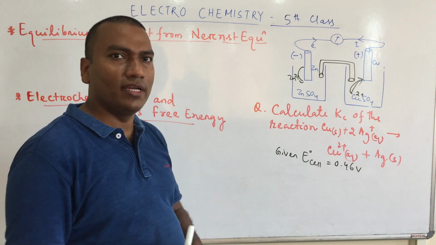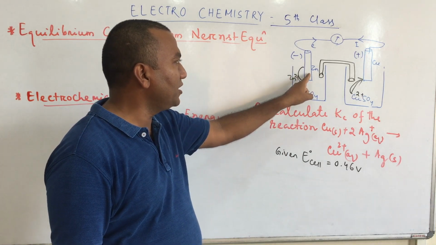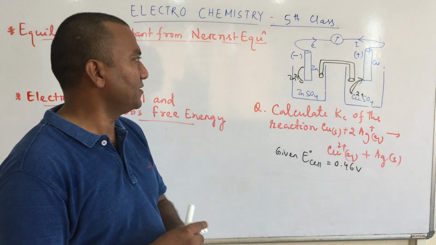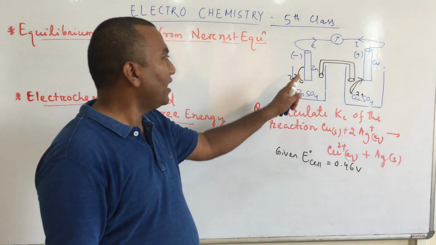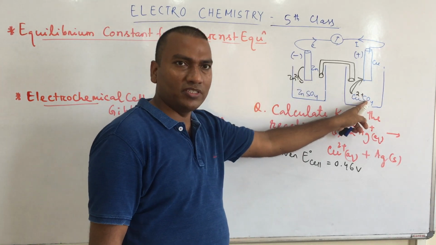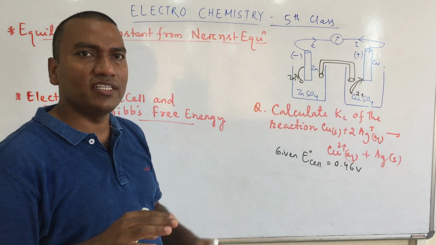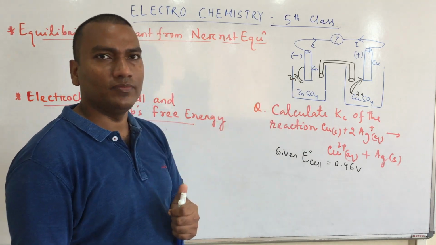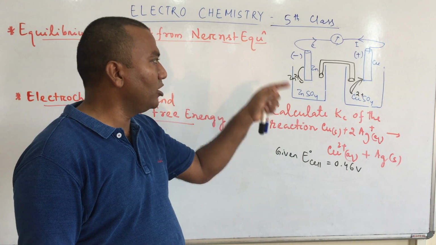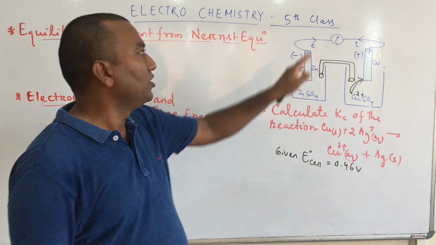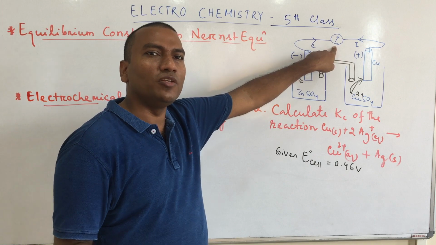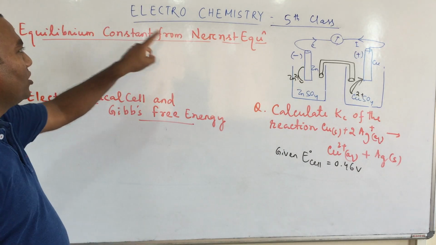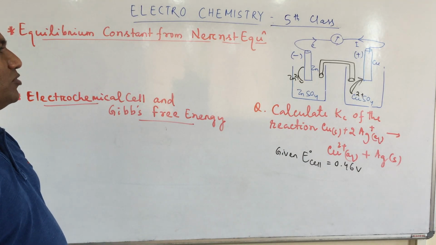And definitely a stage will come when either the zinc on the left-hand side or the Cu2+ on the right-hand side, any one of them will completely finish. That means when either Zn or Cu2+ finishes, its concentration now does not change. So this is called the condition of equilibrium. And when the equilibrium condition comes, what does the cell potential become? Zero, because the reaction now stops.